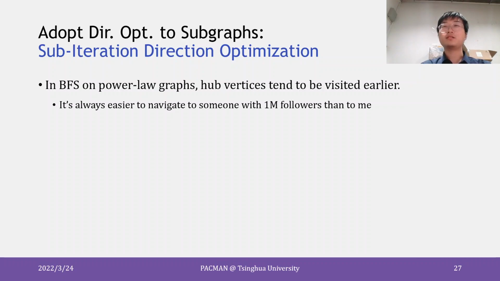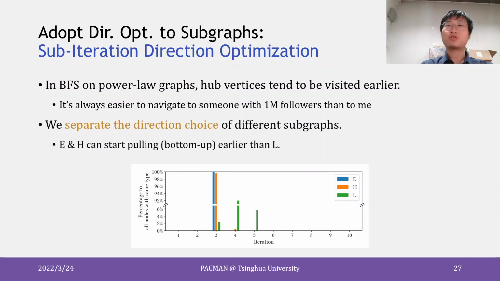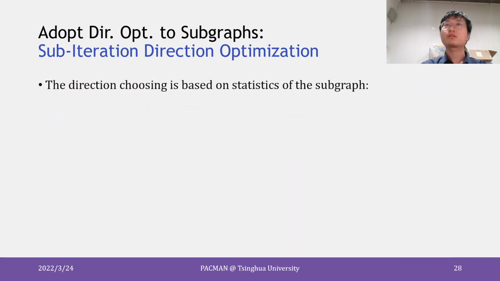As a quantitative measurement, the figure below shows the number of frontiers at different degree levels at each iteration in a Graph 500 BFS run. Thus, we separate the direction choice of different subgraphs so that, for example, E and H can start bottom-up iterations earlier than L. But the heuristic for selecting direction needs to be adjusted.